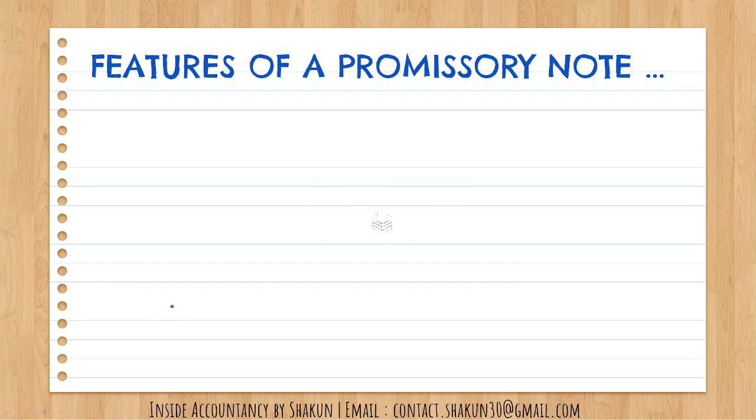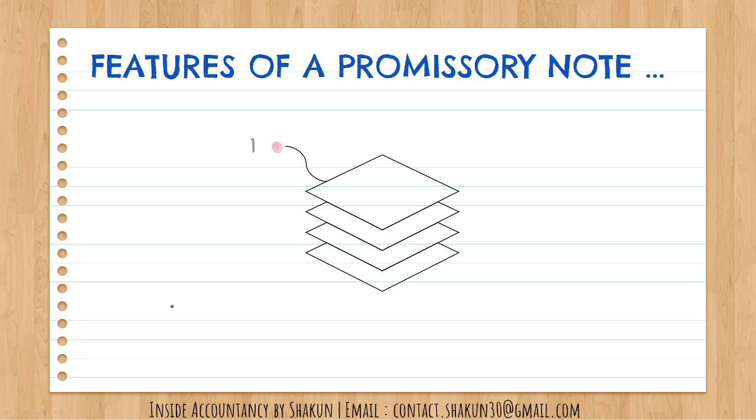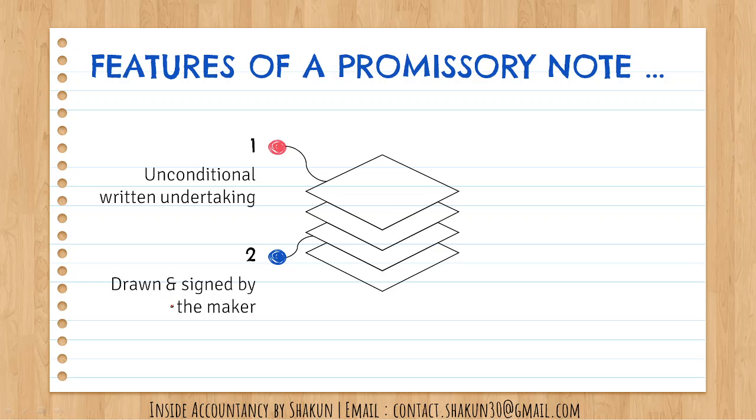Now, what are the features? The first feature is that a promissory note is an unconditional written undertaking, an undertaking to pay the specified amount to the person on whom the promissory note has been made. It is drawn and signed by the maker. Now, who is the maker here? The person who is promising. Like in our example, if B is the drawee and he promises to make the payment, then B is the maker, he is the promiser, and he is the maker of the promissory note.